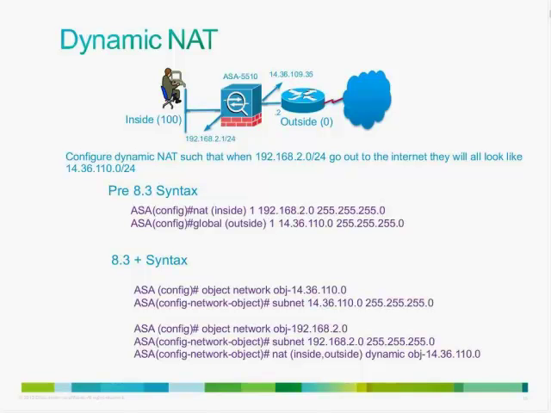How do we do that in the 8.3+ syntax? So I need to configure an object for my source network. I need to configure another object for how my sources are going to look like once they go to the outside. And then configure the NAT inside outside with the dynamic keyword and call my object group that I want to look like when my hosts leave the outside interface.